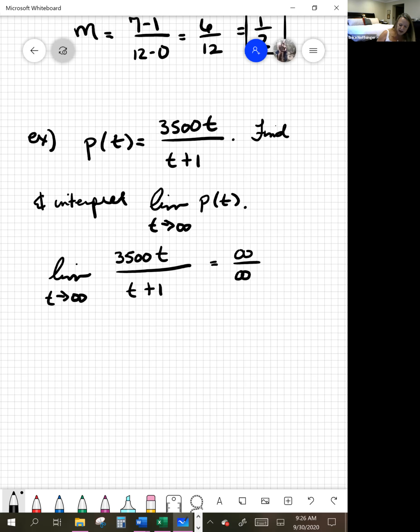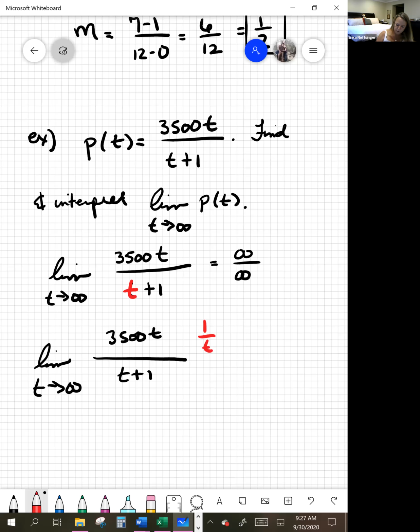And so the term with the highest power is just t. And so our trick is to multiply this by that fancy 1, and it's going to be 1 over that variable to the highest power in the denominator. So we're going to multiply by 1 over t in the numerator, all over 1 over t in the denominator.